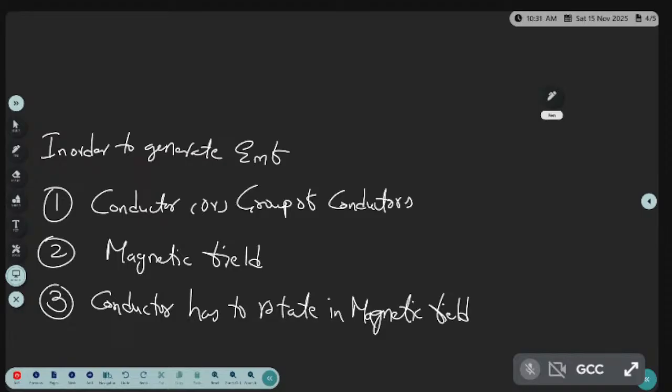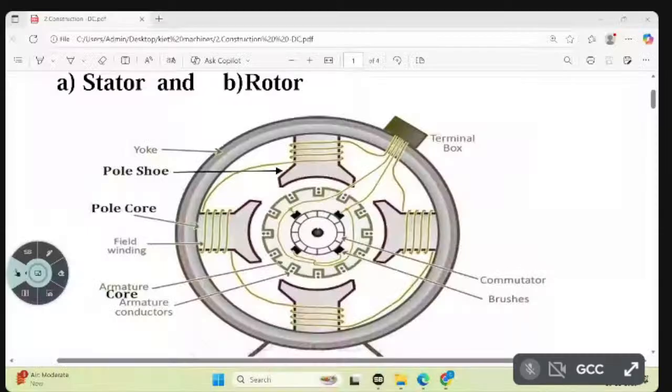This outermost part, you see? This outermost part is called the yoke. Why do we require the yoke? In the yoke, in the outermost circle, we will fit the poles. North pole, south pole, north pole, south pole. Four, I am saying, are fitted to the yoke.